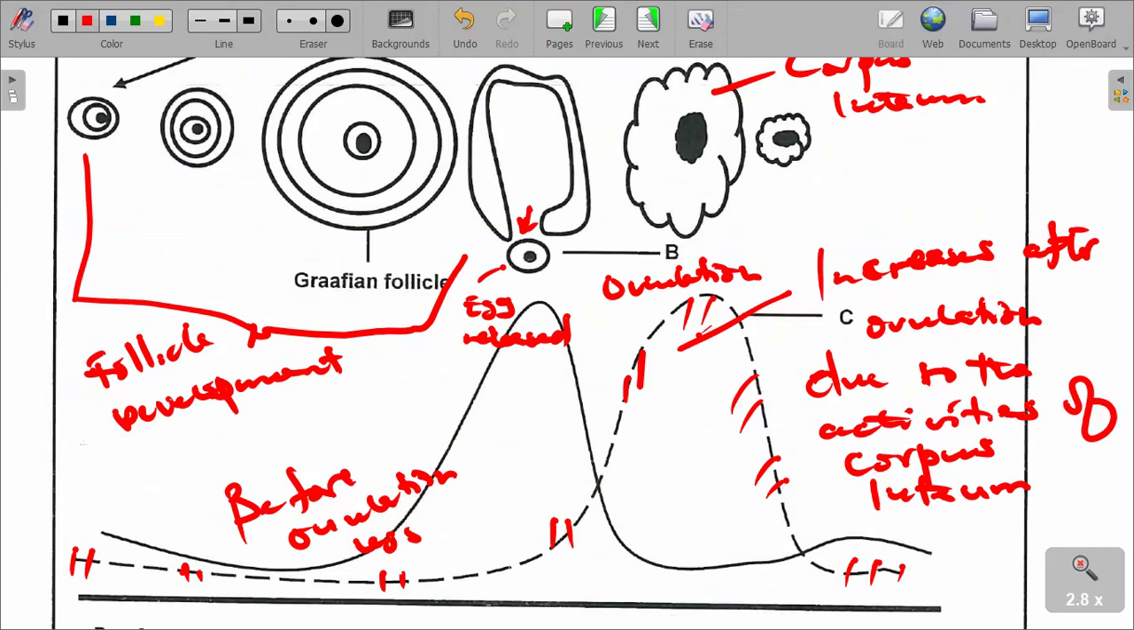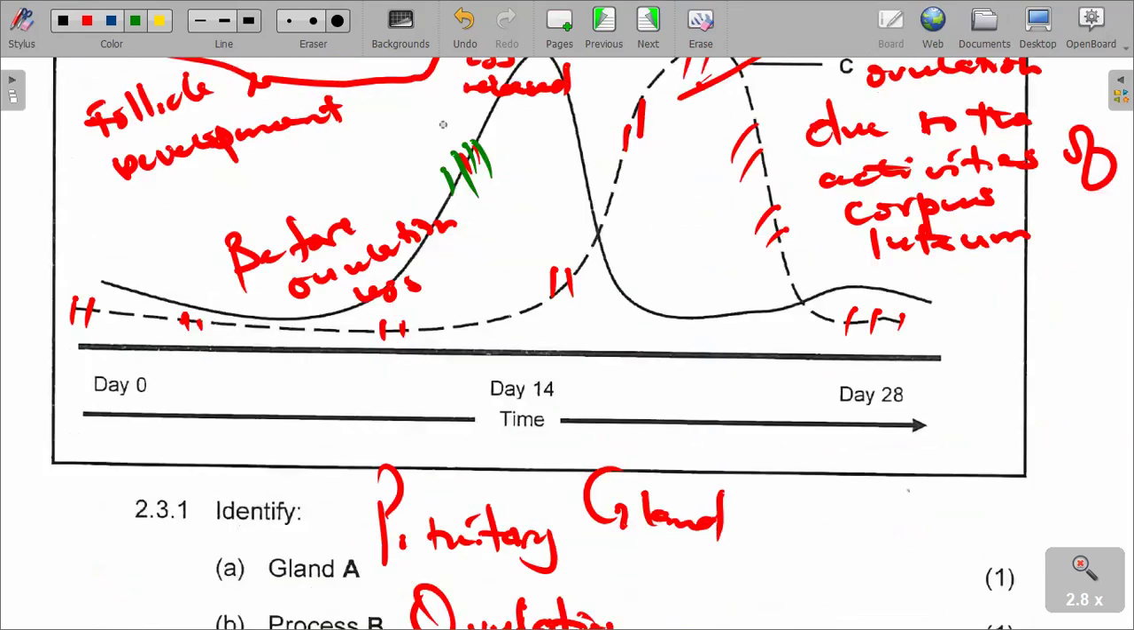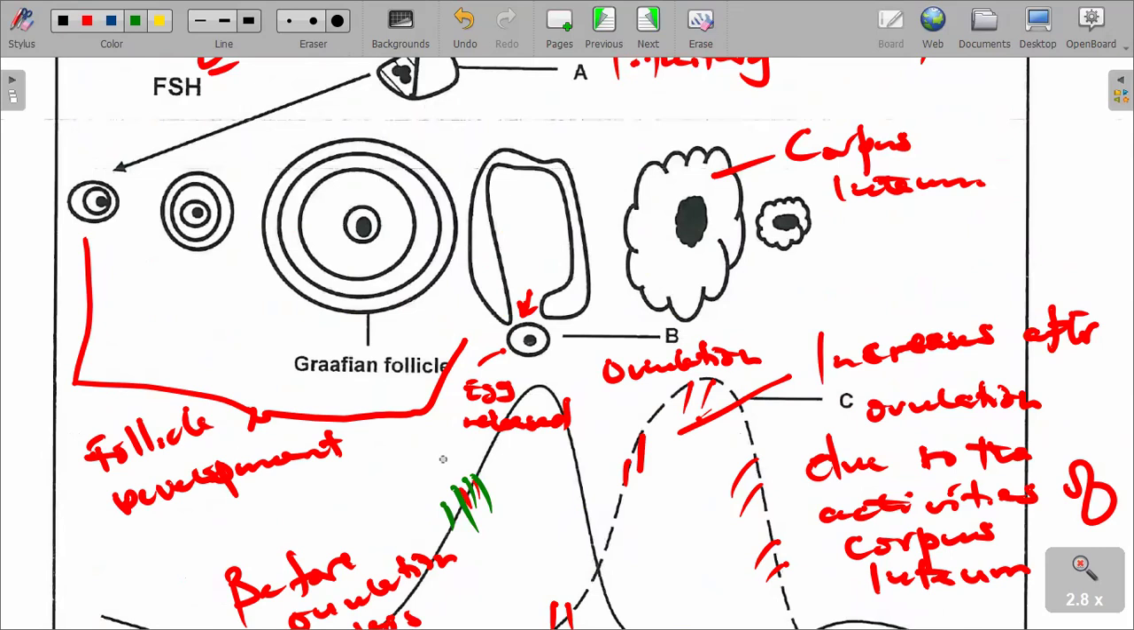So we are saying that the evidence that is there is that we are seeing an increase in oestrogen levels. Oestrogen is secreted as a result of maturation of what? Of follicles. When follicles mature, we also see that what evidence suggests that a Graafian follicle developed. Even we can see the release of the mature egg also.